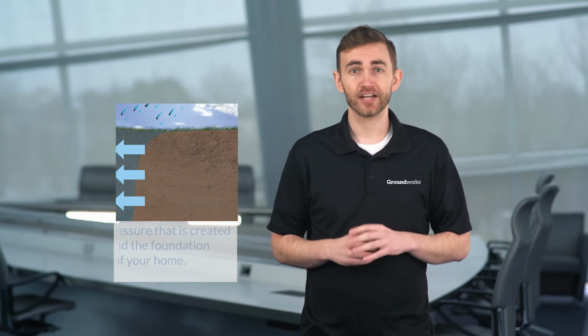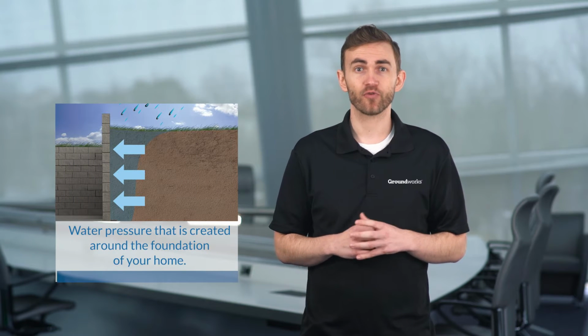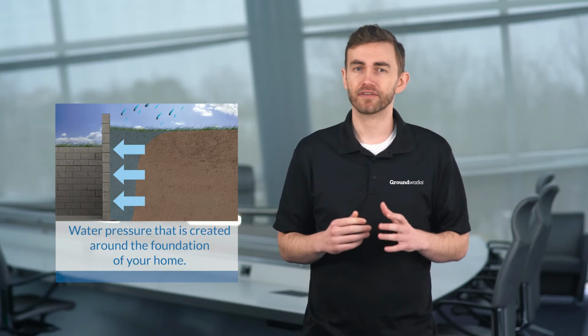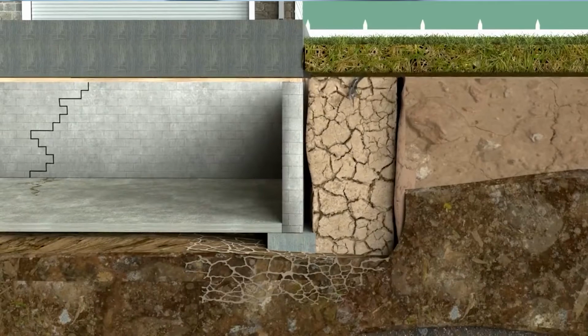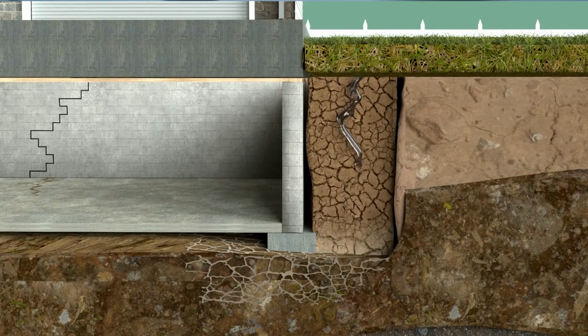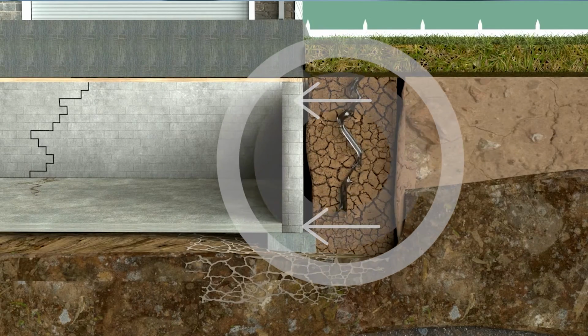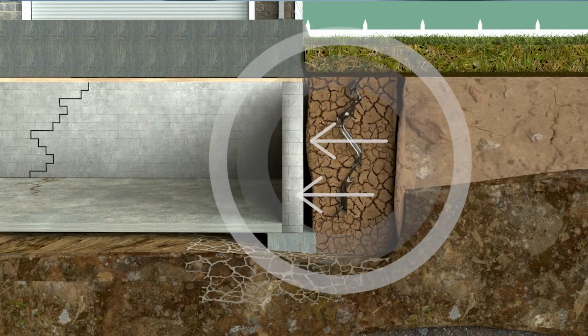Today I want to talk about hydrostatic pressure. What is it and what does it cause? Hydrostatic pressure has to do with the water pressure that's created around the foundation of your home. When there's a lot of water around your house, it has to find a way to level itself, and in doing so, it creates a tremendous amount of pressure on the foundation of your walls.